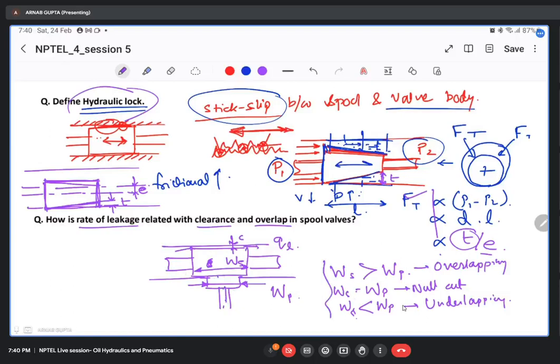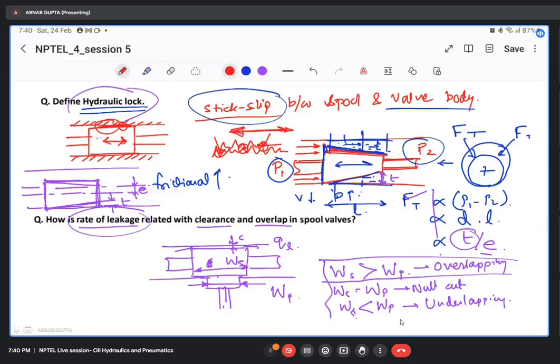So if we look at the overlapping condition only and try to see how the rate of leakage is dependent on this overlap, intuitively you can understand that the higher the overlap, the lesser are the chances for leakage. And the higher the underlap, the more are the chances of leakage.